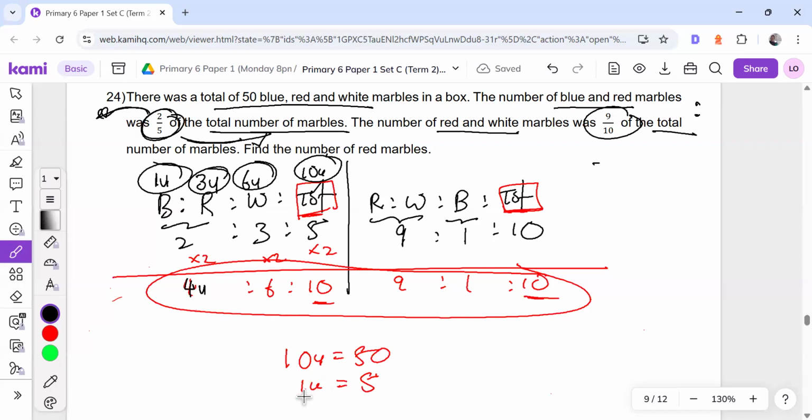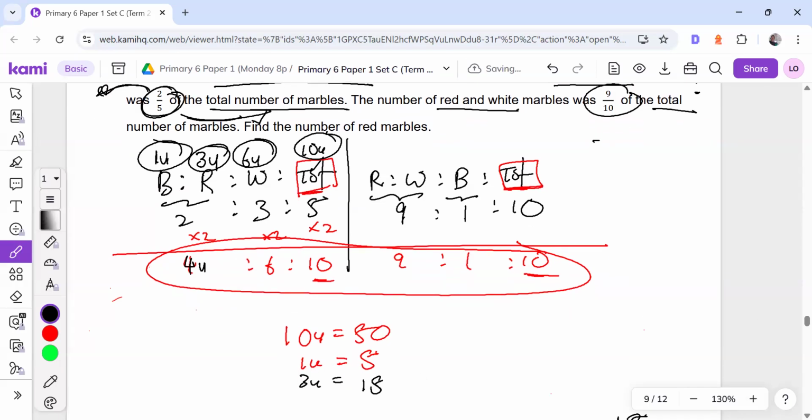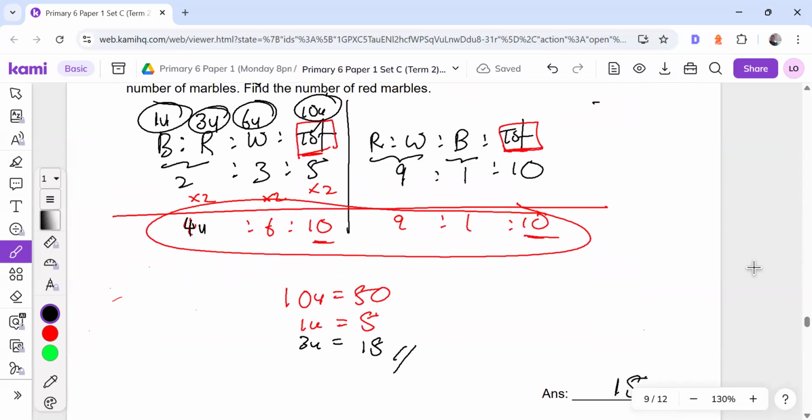Okay, so the red is 3 units, right? So how many red marbles are there? 5 times 3, 15. Got it? And if you draw a model, you will find that it takes a longer time, but you can still use it. Model can still be used, but the ratio method will be faster. So Aubrey, do you get the answer correct, Aubrey?